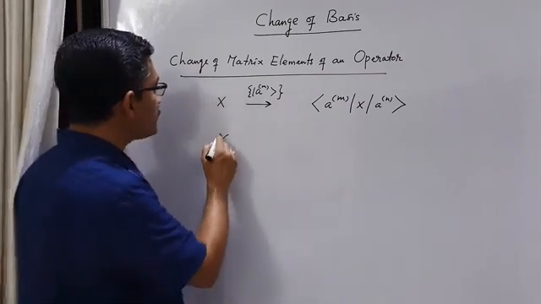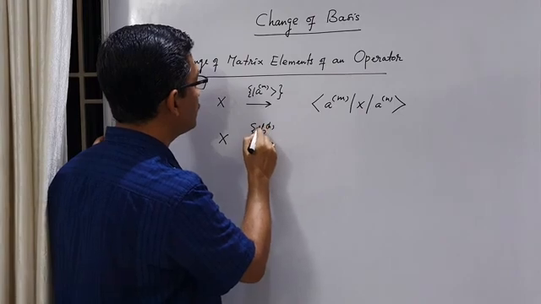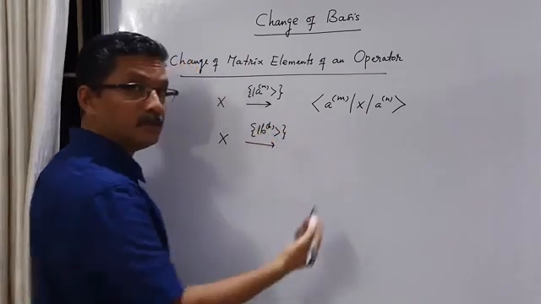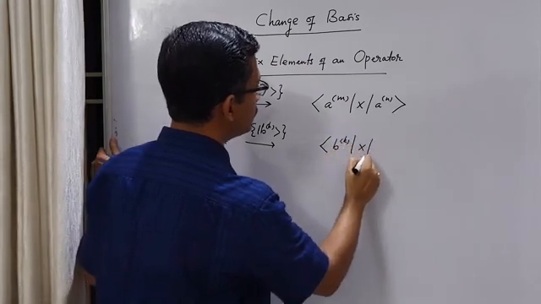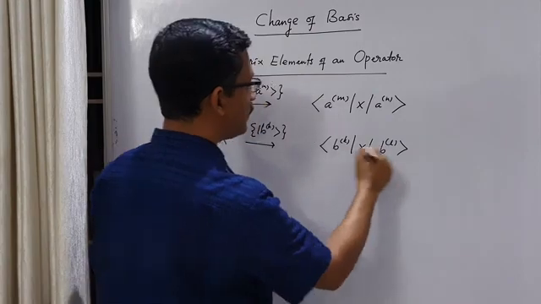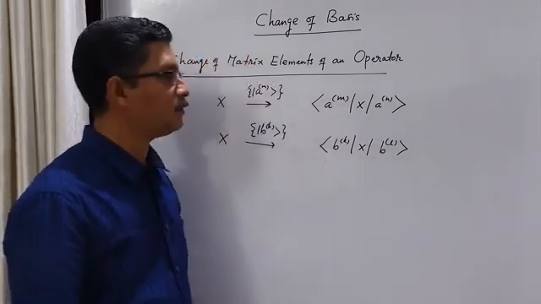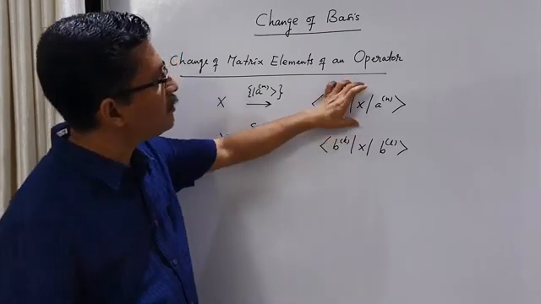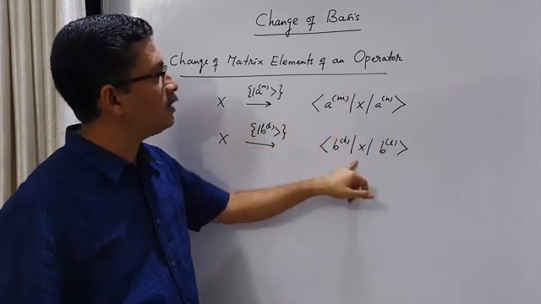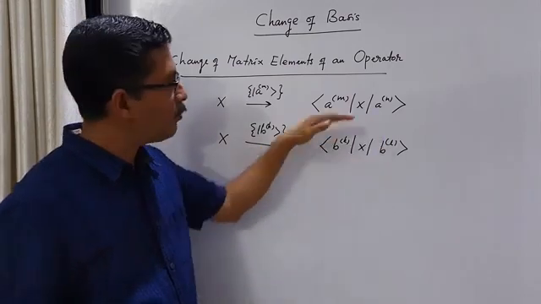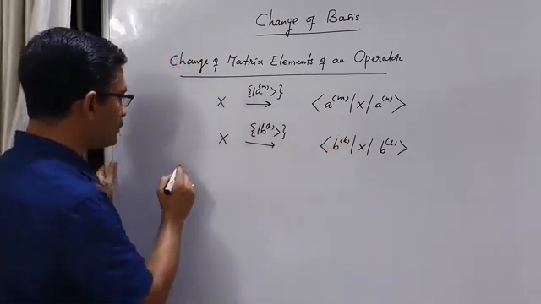Now in the new basis, let us say this is the basis ket B_K, B_1, B_2, B_3, etc. Suppose the matrix elements are <B_K|X|B_L>. K and L are dummy indices running from 1 to capital N, again the dimension of the vector space. So these are the matrix elements of the same operator in the old basis, and these are the matrix elements of the same operator in the new basis. What is the connection between the two? How are they related?